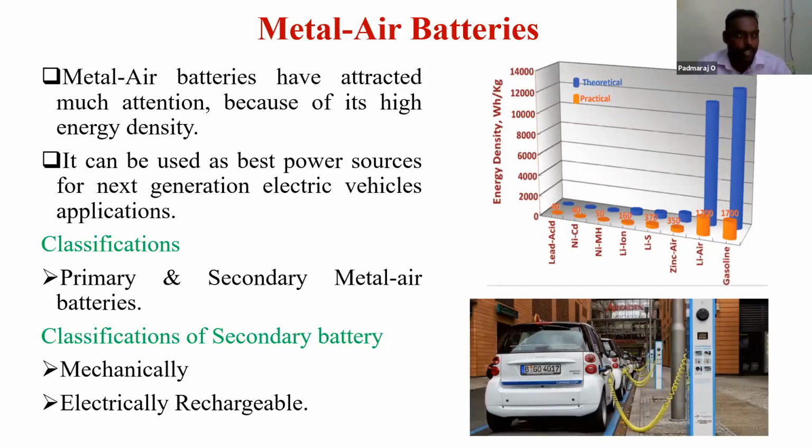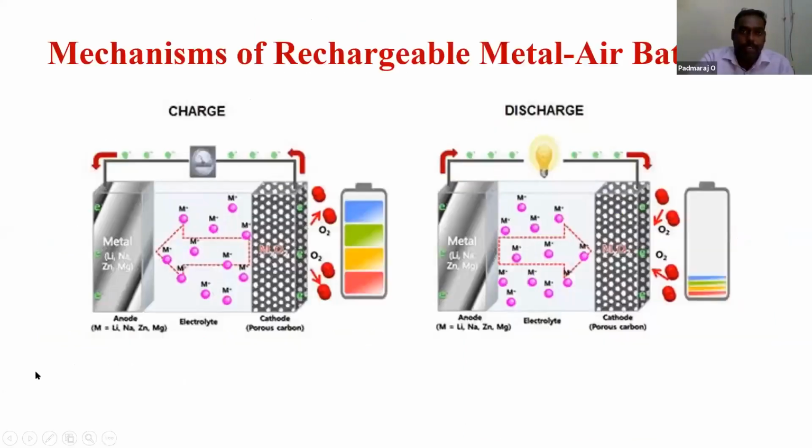Second is electrically rechargeable. What is that? Whatever battery I fabricated stays the same. By applying an electric potential from an external source, I make charging and discharging happen. The anode, cathode, and electrolyte are the same, and by applying the external source I drive the redox reaction, charging and discharging. That is electrically rechargeable.